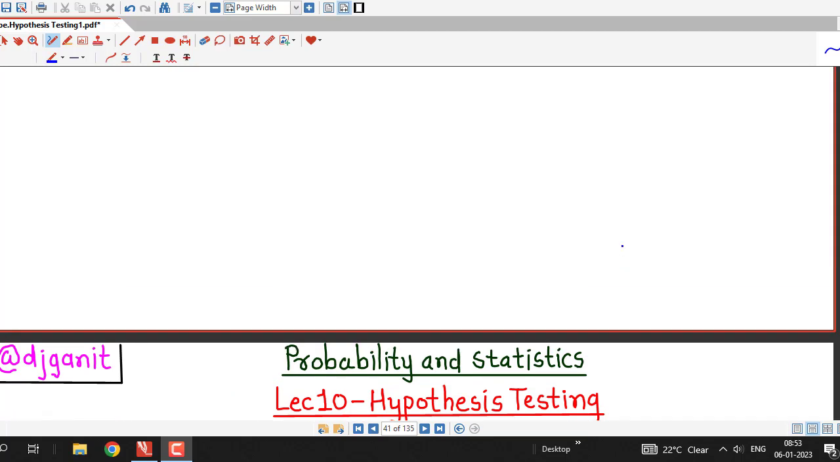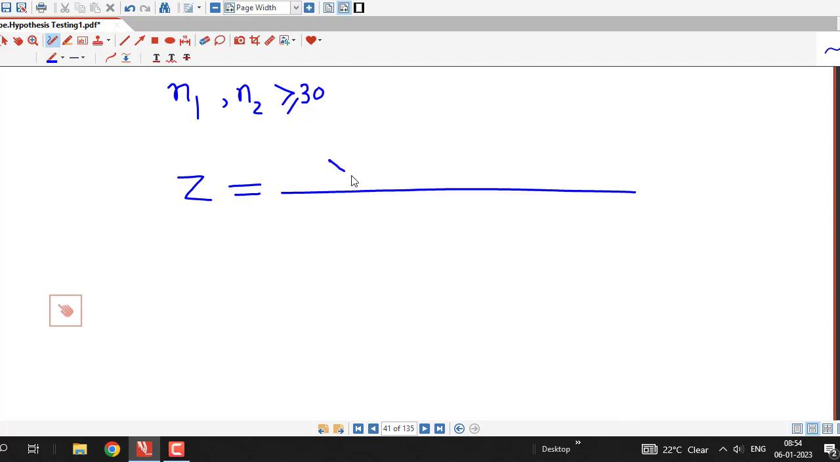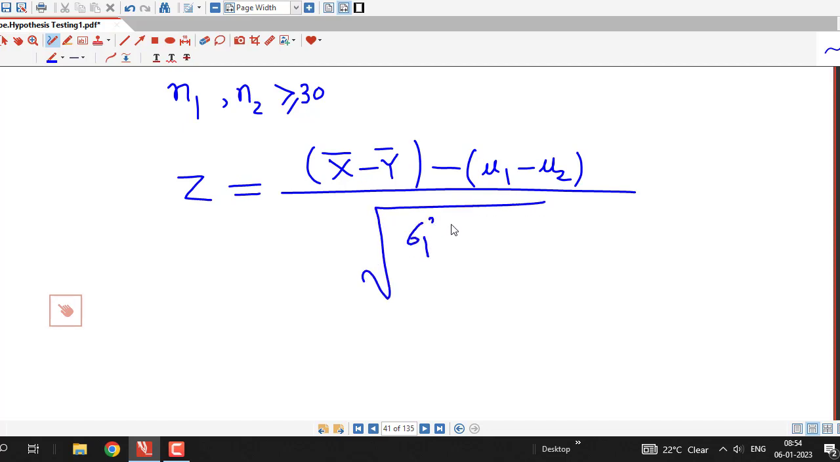So far, we have discussed the two sample z-test, for large samples. If we have two samples of size n1 and n2 which are greater than or equal to 30, then we can apply the two sample z test, and the z statistic which we have discussed is z equals x bar minus y bar minus mu1 minus mu2, divided by square root of sigma 1 square over n1 plus sigma 2 square over n2.